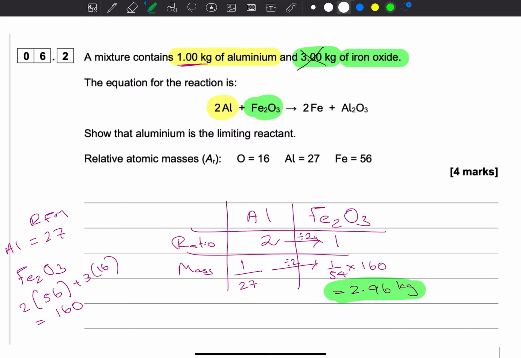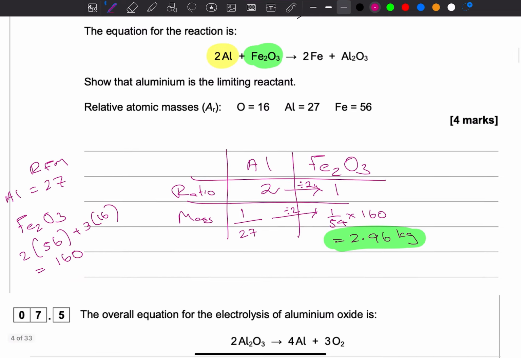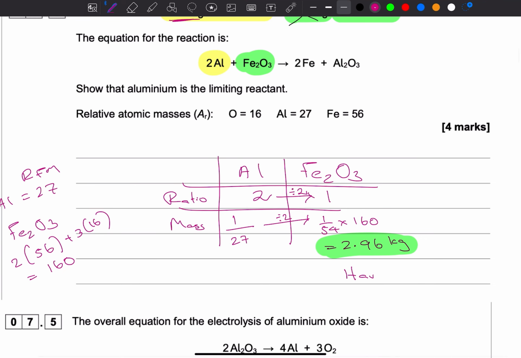And what do you have? You got 3. So that means you have 3 kg of Fe2O3. That means that guy is in excess. So aluminium, if one is in excess, the other one is limiting.